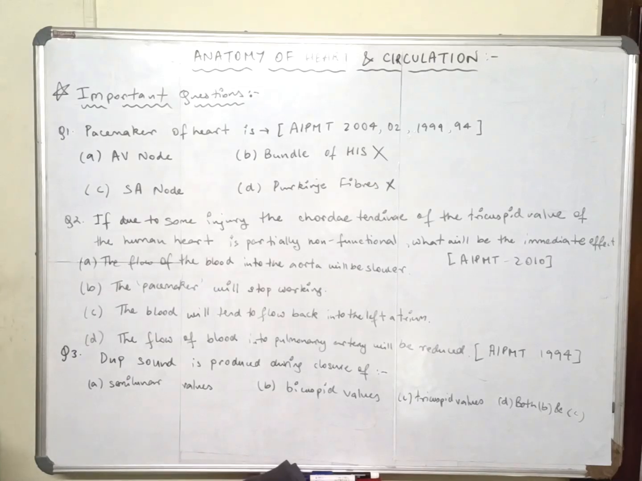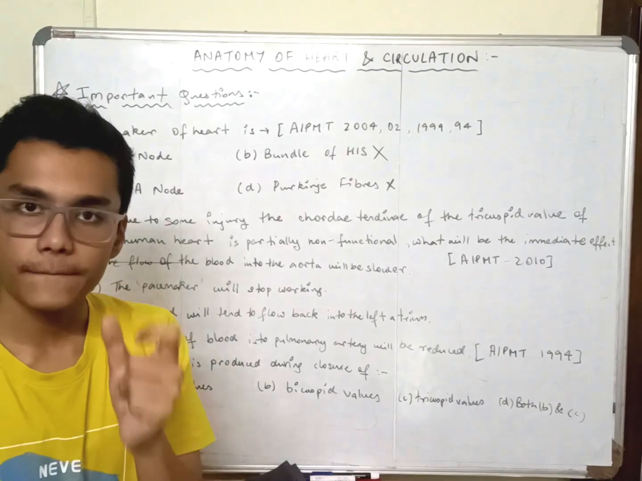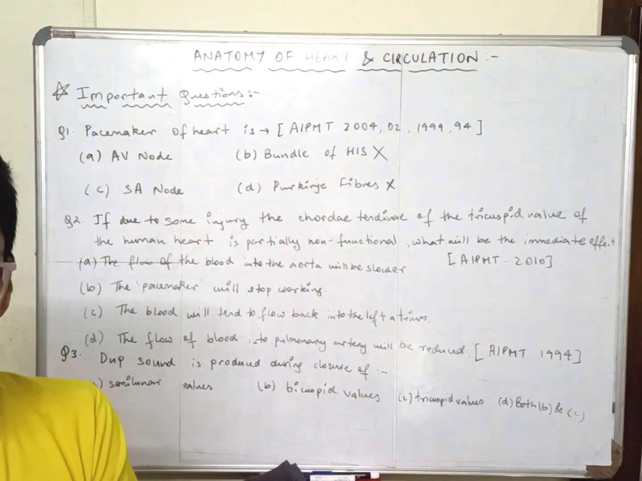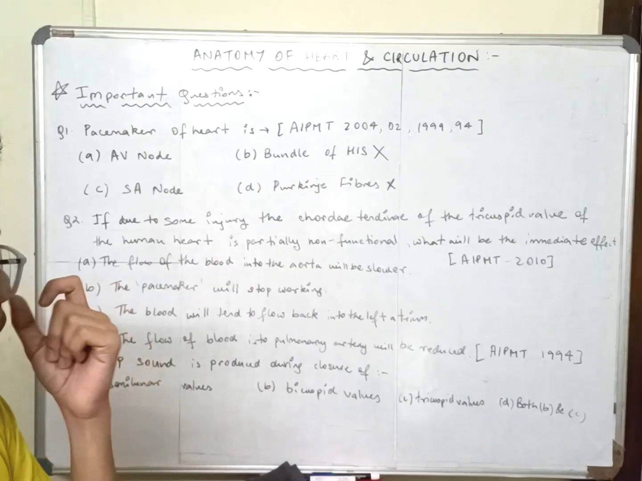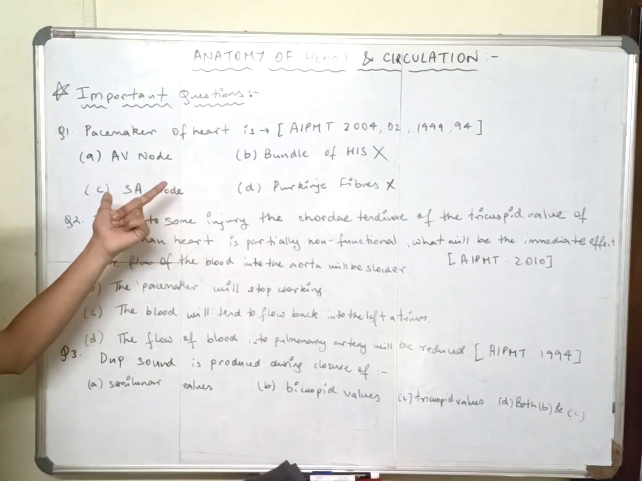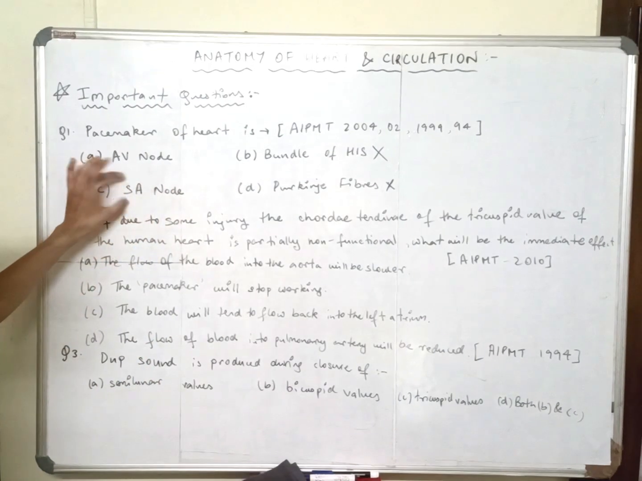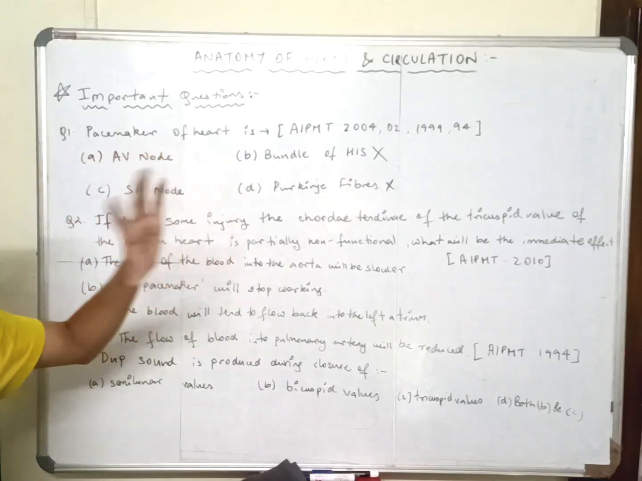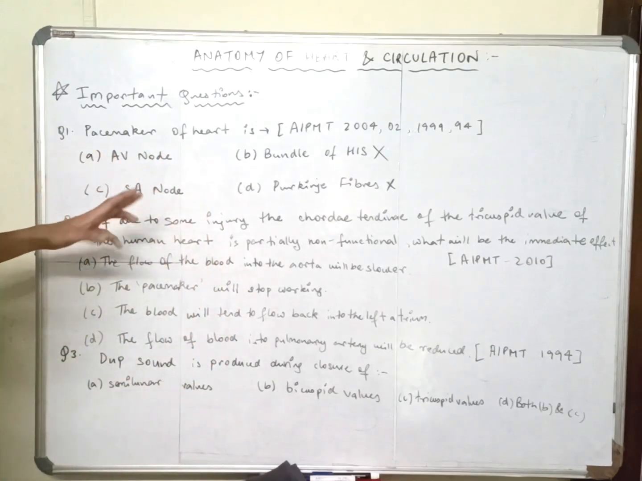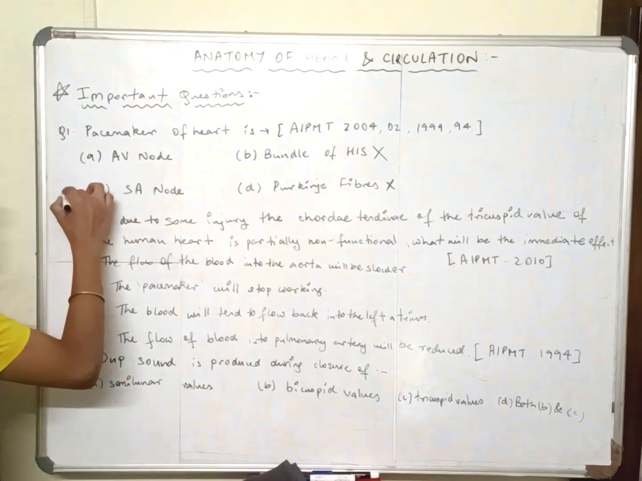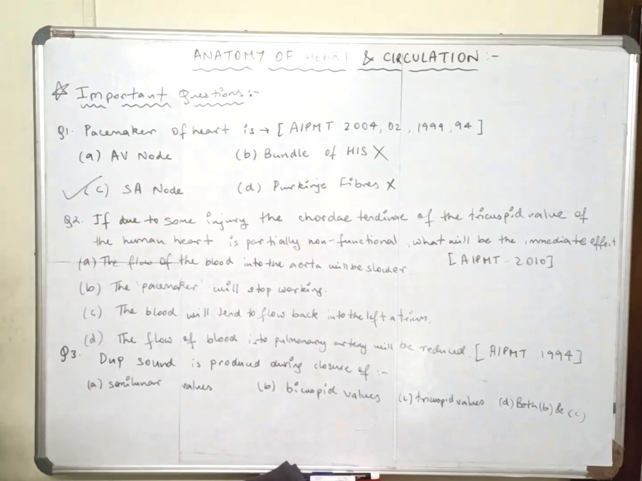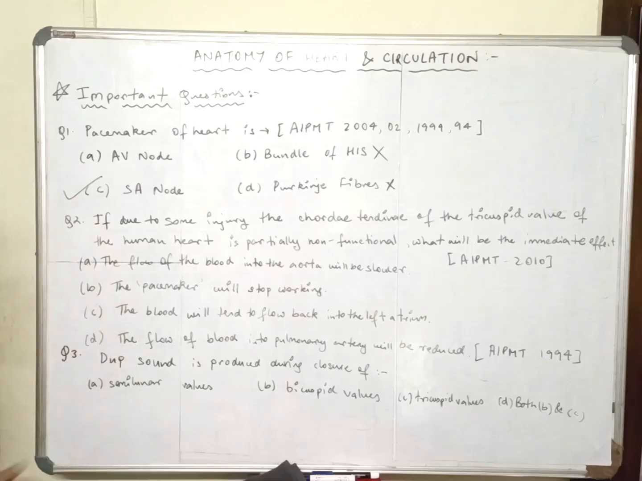So actually what you can think about is the generation of any impulse in the heart. In the video itself, I told you that the sinoatrial node is the primary generation point for the impulse. So by default, the pacemaker of the heart will be the sinoatrial node. You got your answer. Congratulations, you have solved the first previous year question.